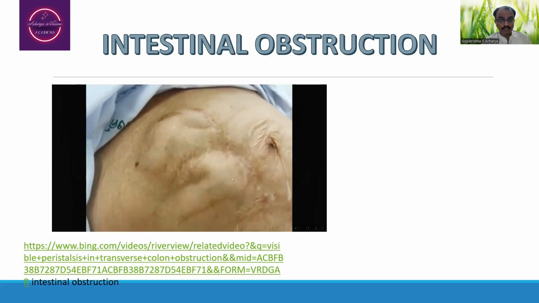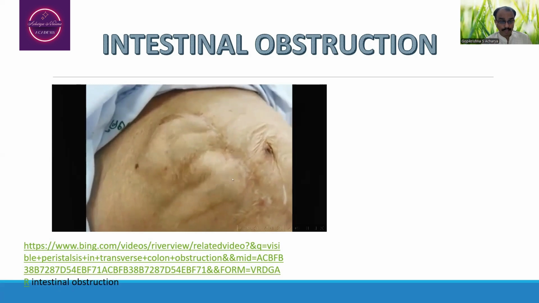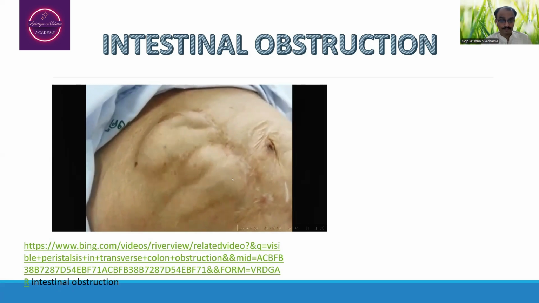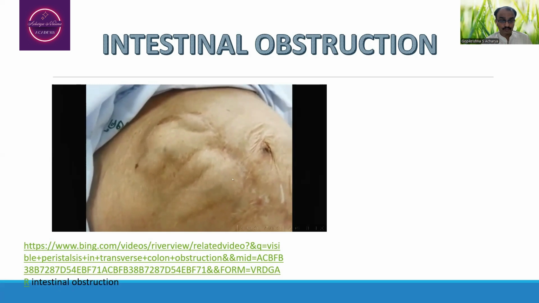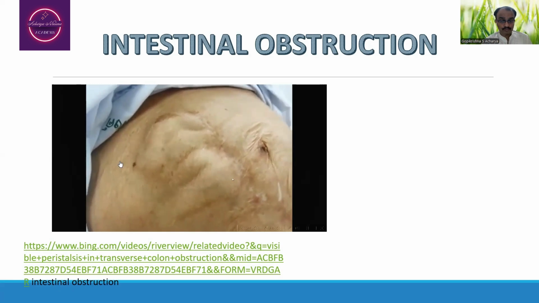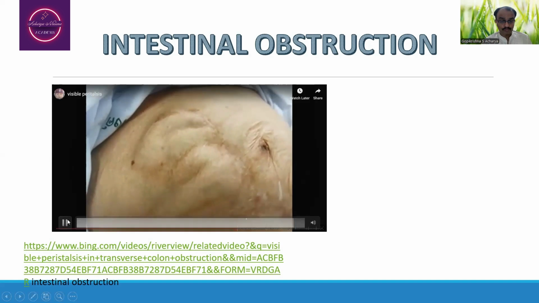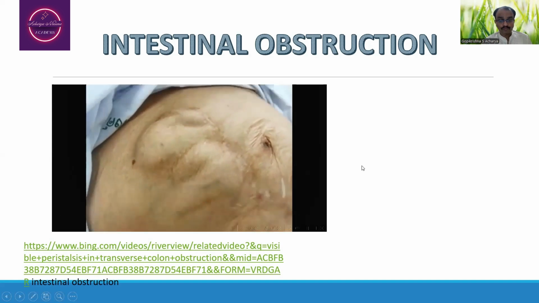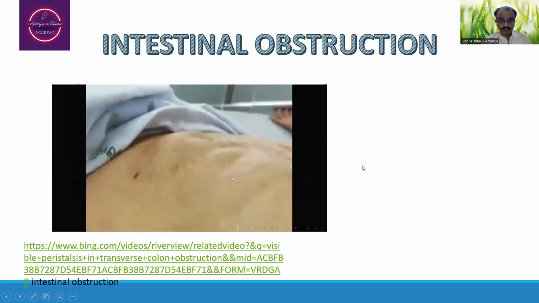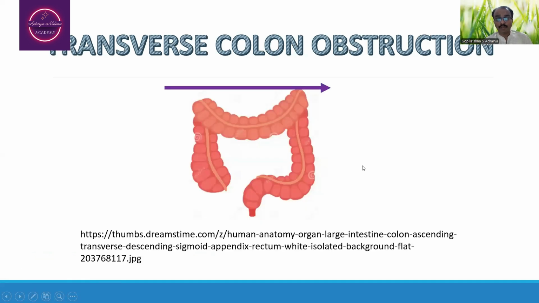We are observing the peristalsis movement. If the movement is observed from right to left, that is indicative of a transverse colon obstruction.